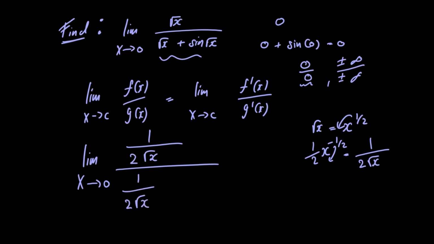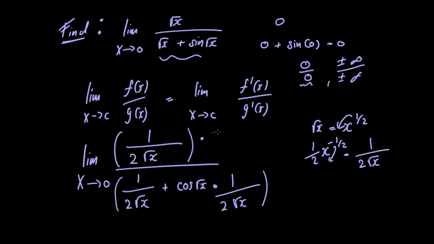In order to take the derivative of sine of the square root of x, we need to use the chain rule. So we take the derivative of the outside part, and then we take the derivative of the inside part, and we multiply those two results together. So we have cosine of the square root of x multiplied by 1 over 2 times the square root of x. Now, in order to simplify our function, what we're going to go ahead and do is multiply the numerator by 2 times the square root of x and the denominator by 2 times the square root of x.